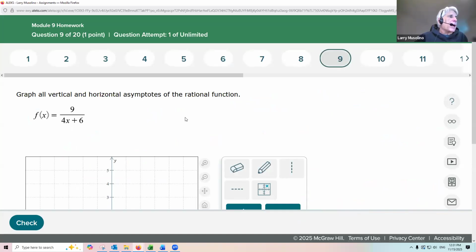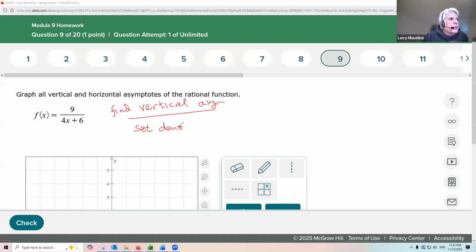All right, now number 9 is going to ask you to graph vertical and horizontal asymptotes. So let me give you a summary for this. For vertical asymptotes, so to find vertical asymptotes, what you do is you set the denominator equal to 0 and solve for x.